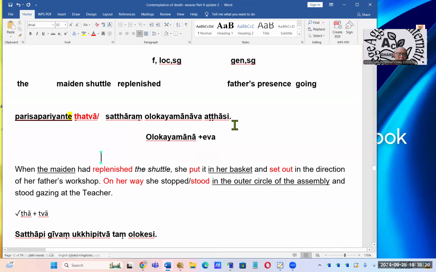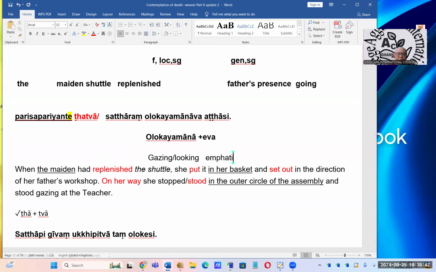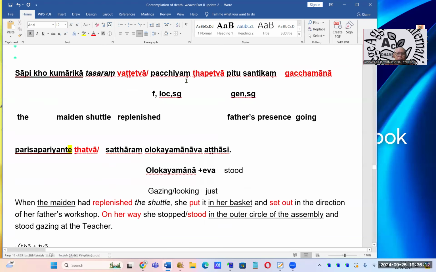She stood at the outside, the end of the assembly. So the teacher, so she is gazing or looking. Here it is kind of like empathy, we call it the empathy statement. So we can translate it, and this one will be atasi. We saw before, stood, past tense, alright? She stood gazing or stood looking, just stood looking at the Buddha. Because there were many people gathered, she did not come in directly, because she was also busy. She actually needed to go to her father's place. She was just on the way to her father's place, and then she just stood there for a while. She didn't even go inside the assembly.